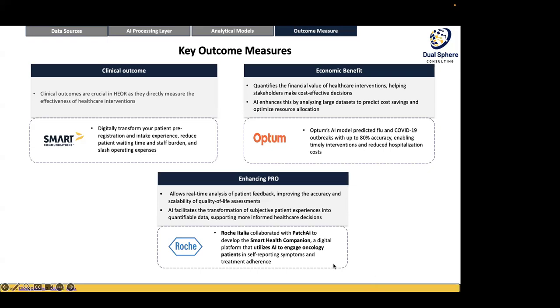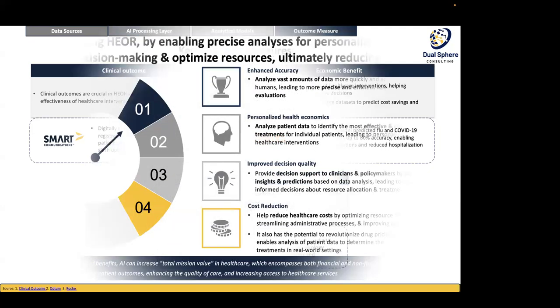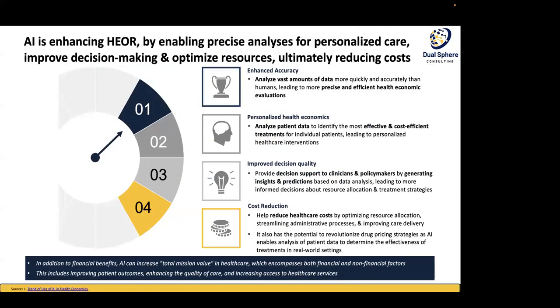So you see how much these companies are using AI in different forms and shapes for patient betterment and policy decision making. Okay, so it's enabling a lot of things, enhancing accuracy, personalizing the health economics, improving decision quality and timely decisions, cost reduction in healthcare.